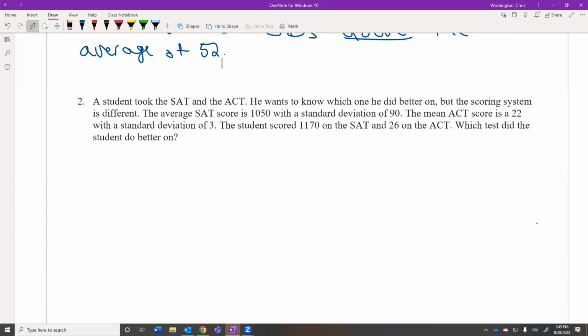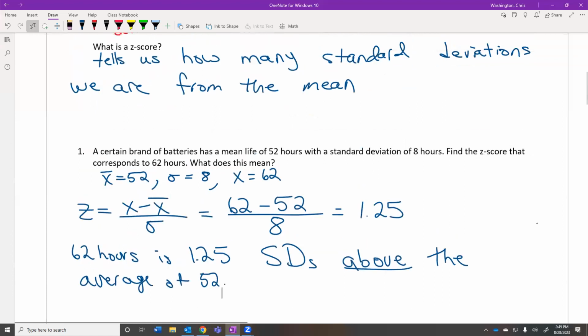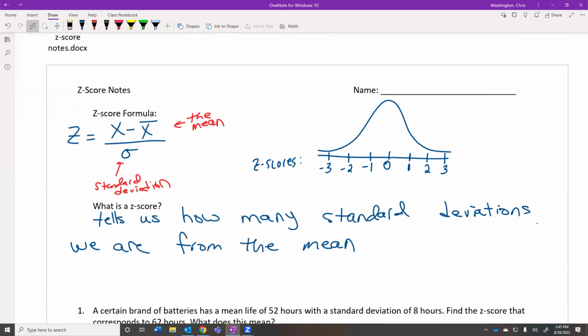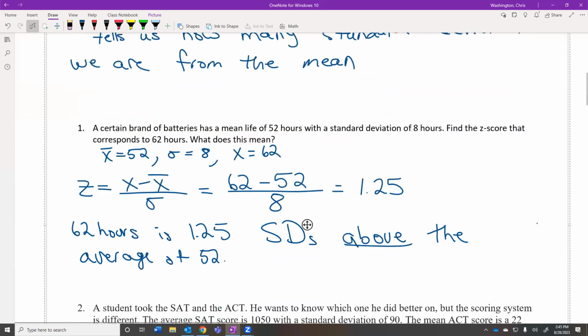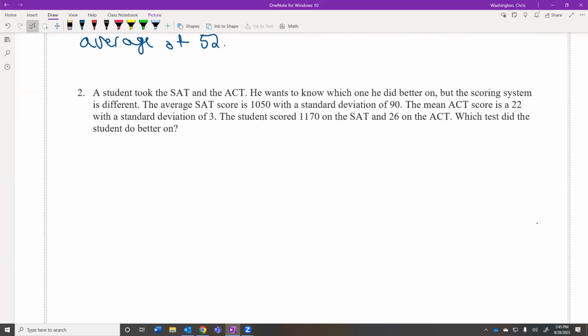Well, here's what we can do. We can actually find the z-scores and see where we fall on this bell curve. And the further right we are, the better score we have. So if I find the two z-scores, the one with the highest z-score is going to be the test that we did the best on. The one with the lowest z-score is going to be the one that we did the worst on. So we actually have to find two z-scores, one for the SAT and one for the ACT.